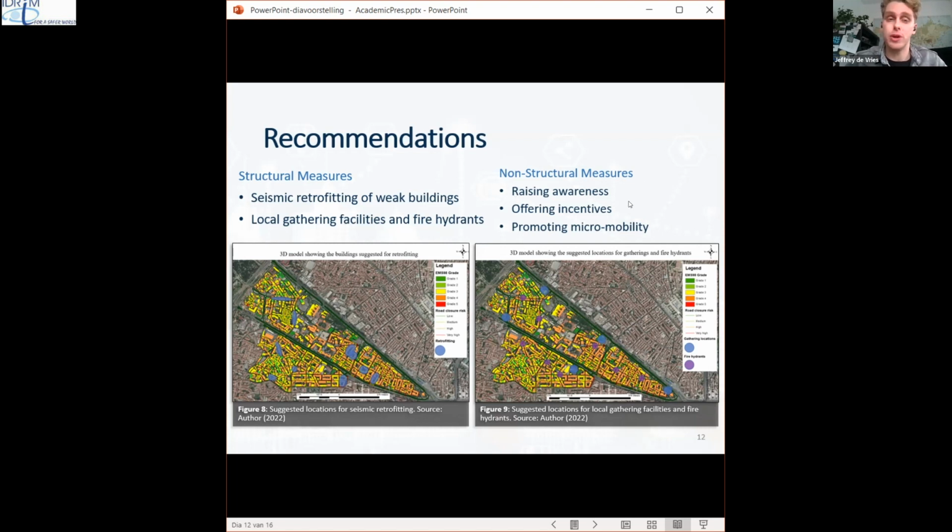Besides this, it is of course important to raise additional awareness, to prevent this inappropriate behavior that I mentioned before. We could offer incentives for the people who do not have a lot of money due to their socioeconomic circumstances or having other priorities like illnesses. So by offering this, they could still take risk reduction measures themselves, and we could promote micromobility based on another research that analyzed micromobility in different cities around the world. It was shown that it reduces the amount of car and taxi rides in the city and creates more open space. So for my case study area, this could help in reducing the chance for traffic congestion during an earthquake event that would obstruct the emergency services in their activities.